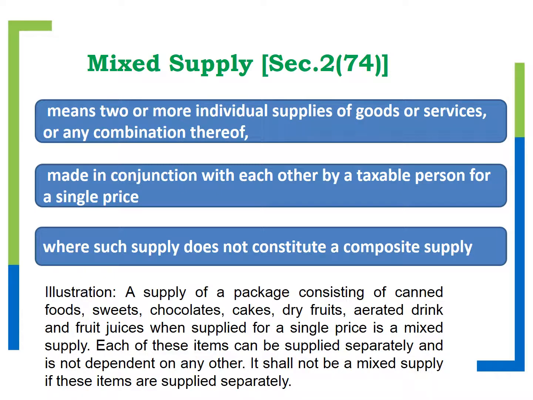Next, the definition of mixed supply. Section 2(74) of the CGST Act defines mixed supply. Mixed supply means two or more individual supplies of goods or services or a combination thereof, made in conjunction with each other by a taxable person for a single price, where such supply does not constitute a composite supply. An illustration has been given in the section: a supply of a package consisting of canned food, sweets, chocolates, cakes, dry fruits, aerated drinks and fruit juices, when supplied for a single price, is a mixed supply. Each of these items can be supplied separately and is not dependent on the others. It shall not be a mixed supply if these items are supplied separately.